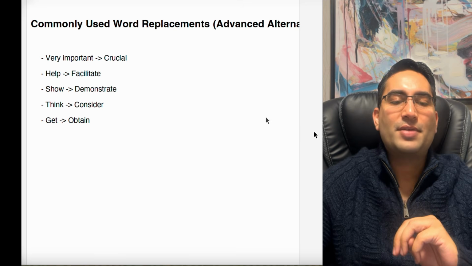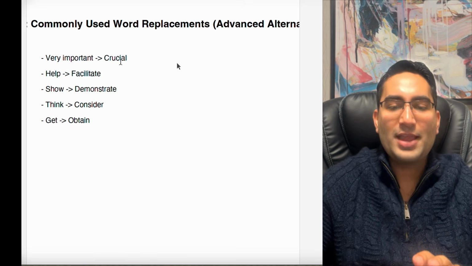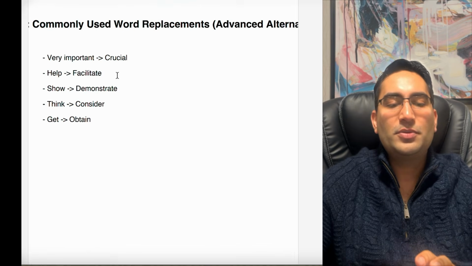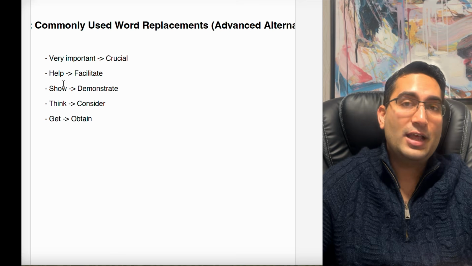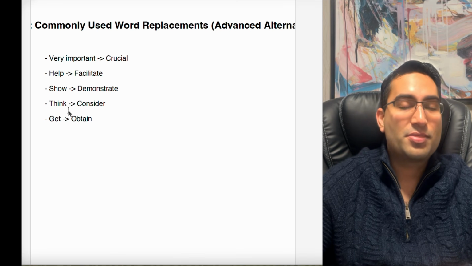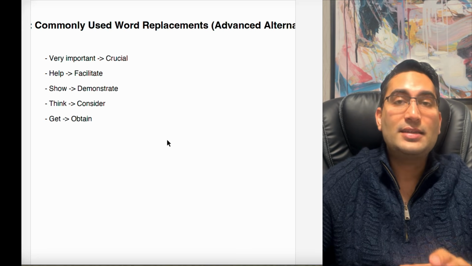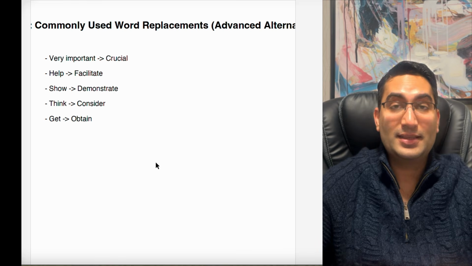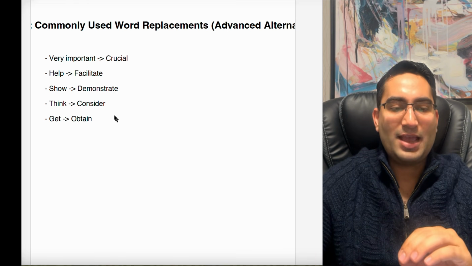The third list we have is using words that are very common, and you want to find advanced alternatives for them. For example, we use something like very important, we should say crucial. When we say help, we should say facilitate, show, demonstrate, think, consider, get, obtain, and I can go on. There are a lot of words that I can place in this list, but for the sake of keeping it short, I wanted to use this as an example.